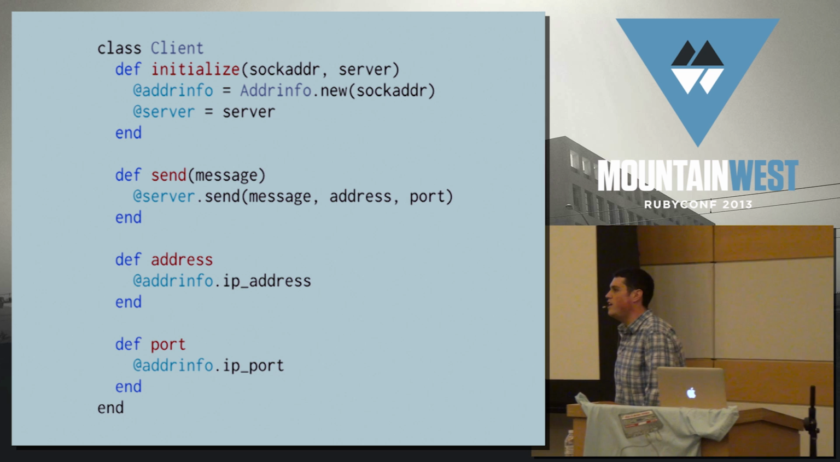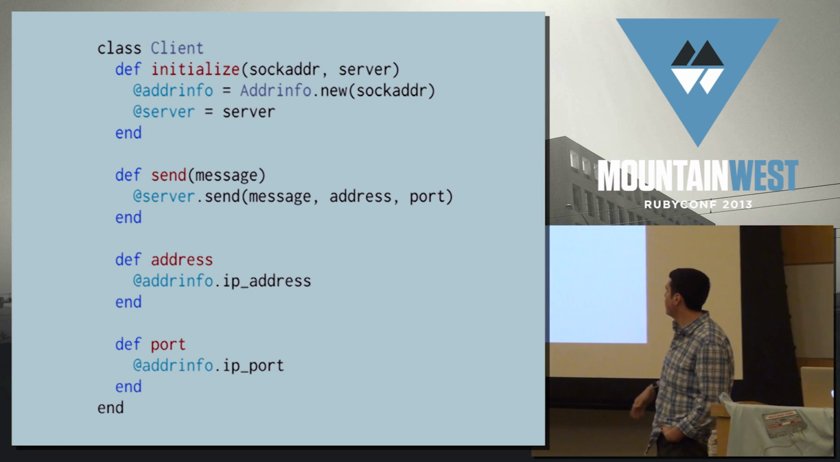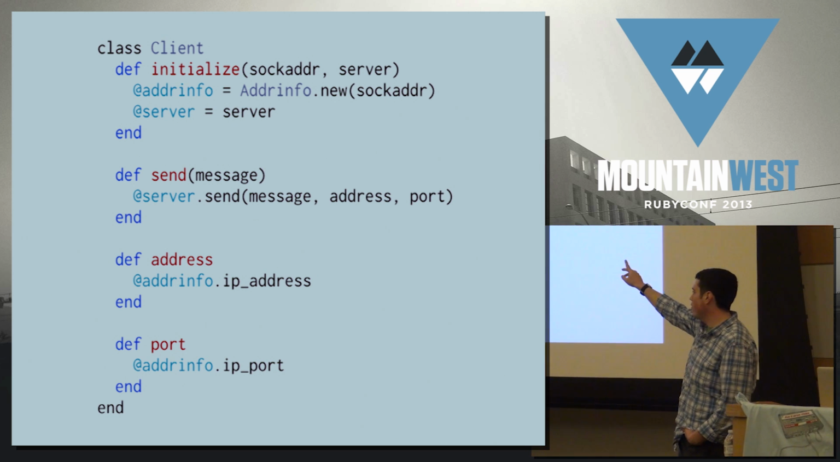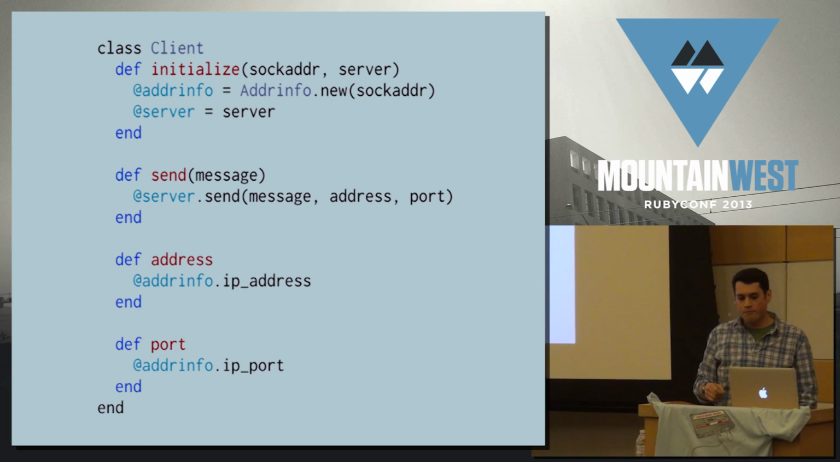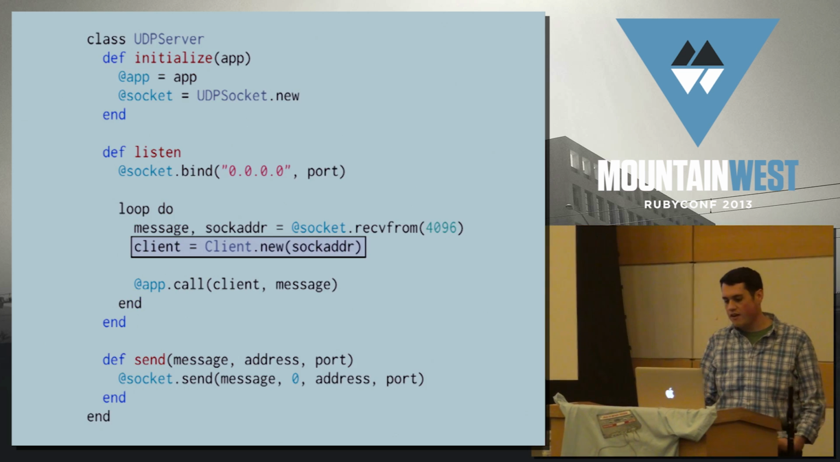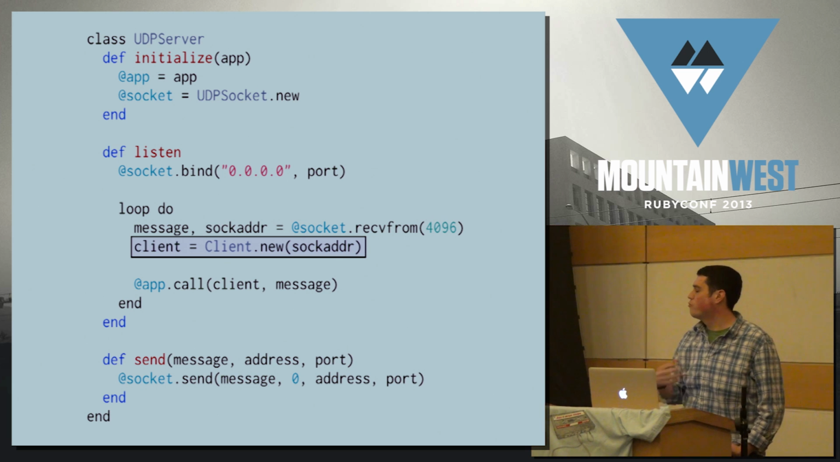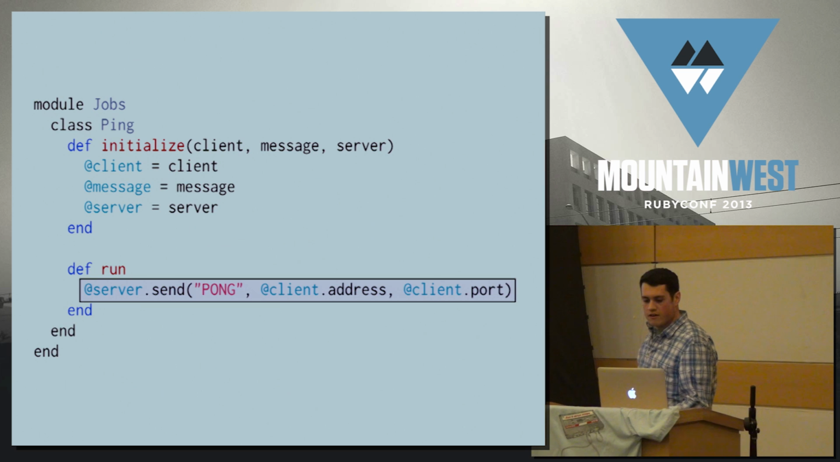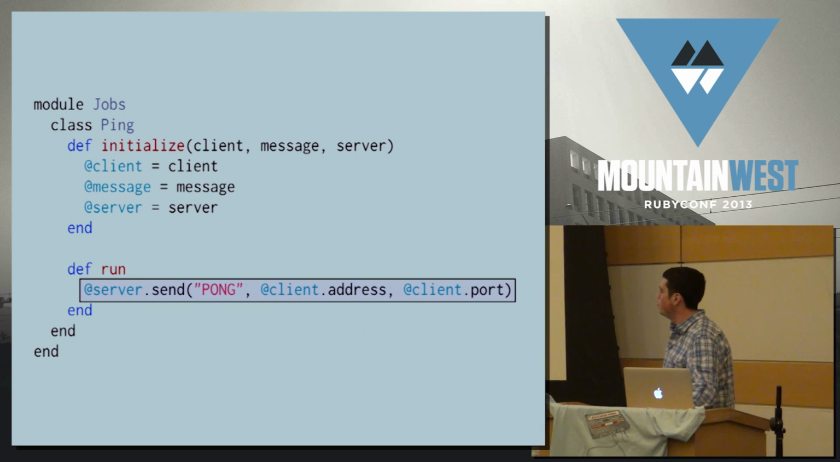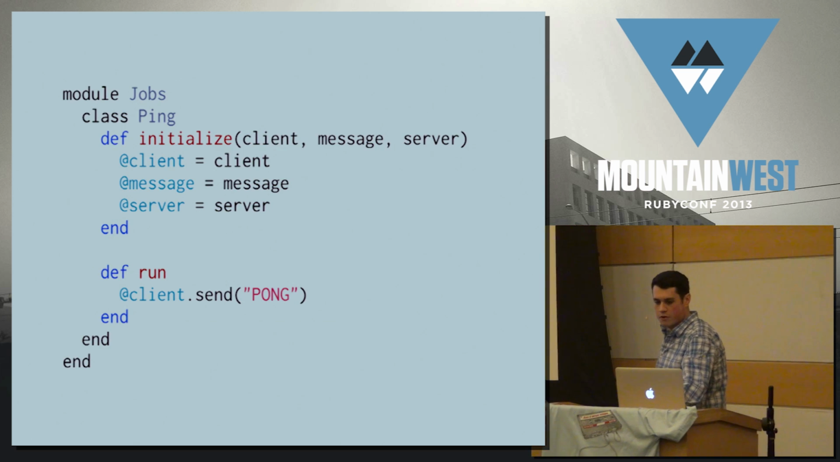So the send method is going to take in a message, Pong or whatever it is, and it's going to collaborate with the server to send the message using the data it knows, address and port. Finally, in UDP server, because we're instantiating a client, now we have to pass in the server, which is ourself. And in jobs, now this collapses down to client send Pong, which is much better.